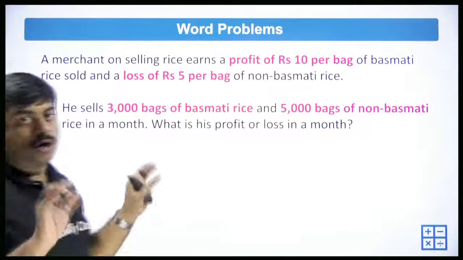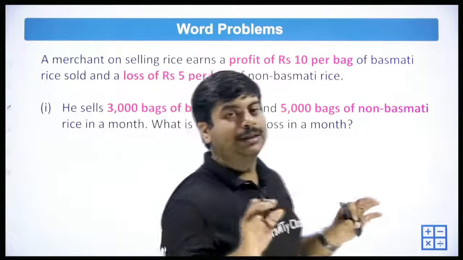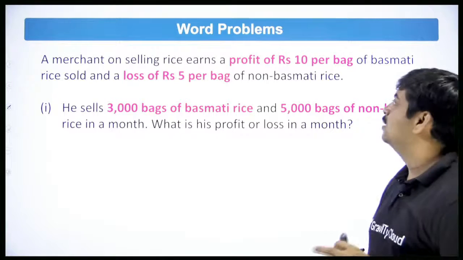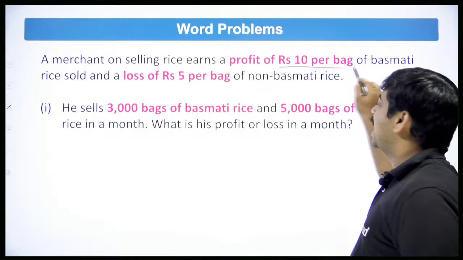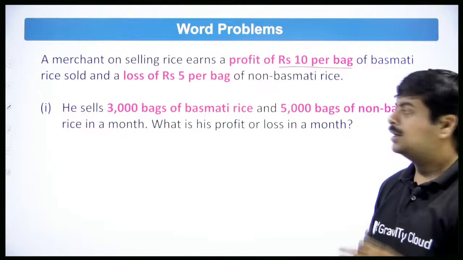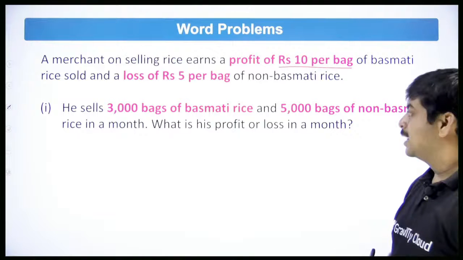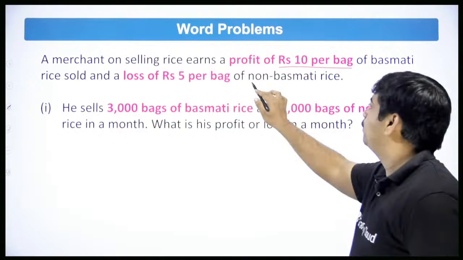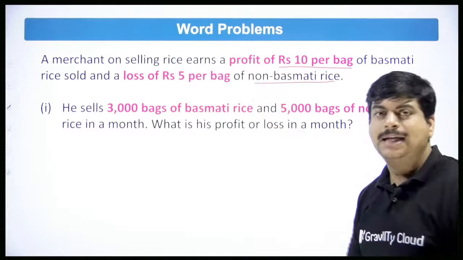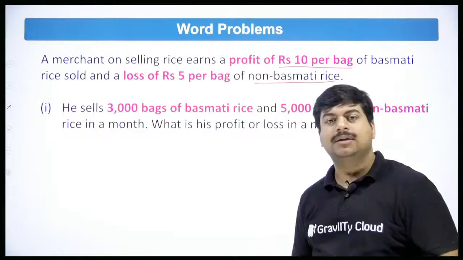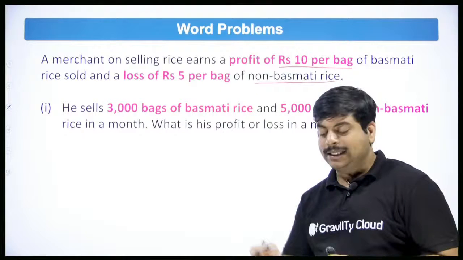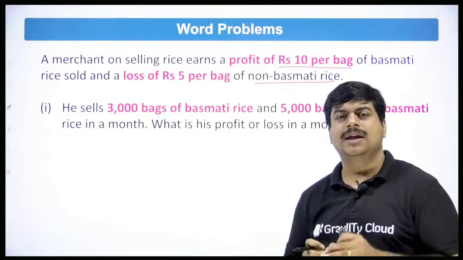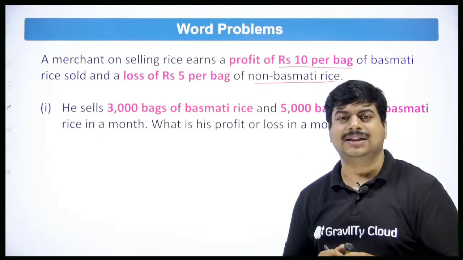So one more question, which I'm not going to do now. I'm leaving this question for you, but just try to understand what this question is about. A merchant on selling rice earns a profit of rupees 10 per bag of basmati rice sold, and a loss of rupees 5 per bag of non-basmati rice. See, there is a rice called basmati, which you generally use for biryanis, right? When you see the biryani, you have a different kind of rice, a bit lengthier than the normal rice, with a different fragrance, right?